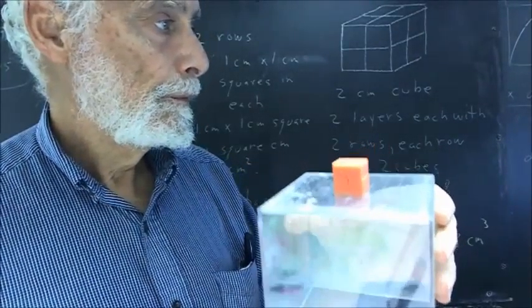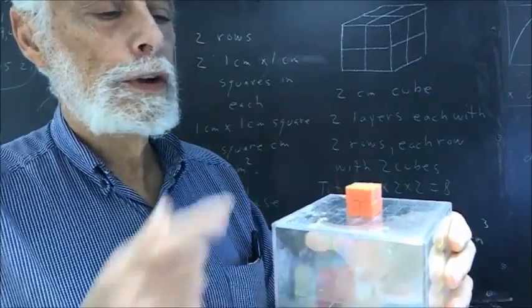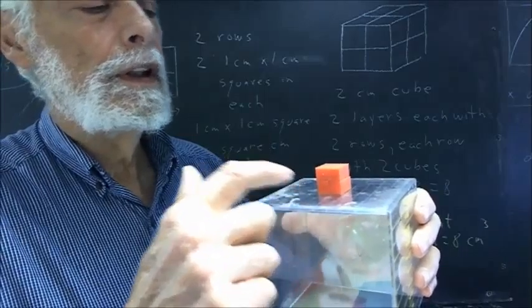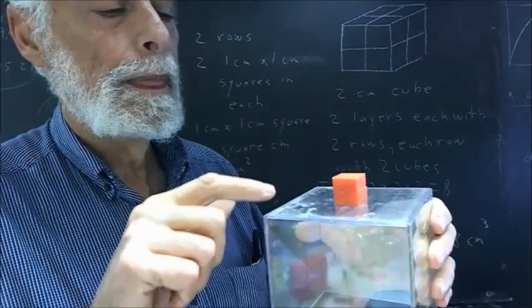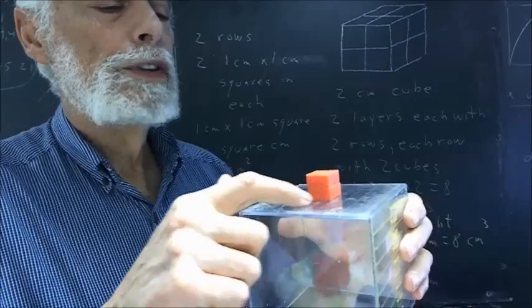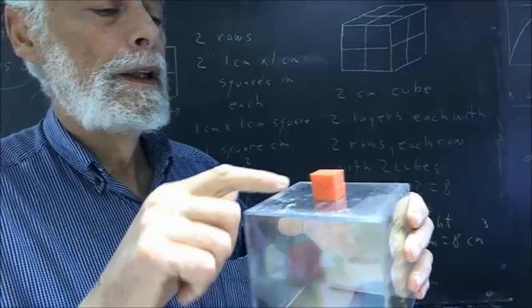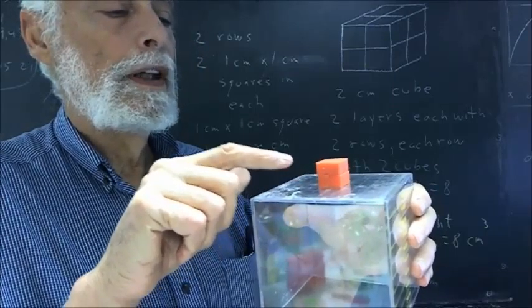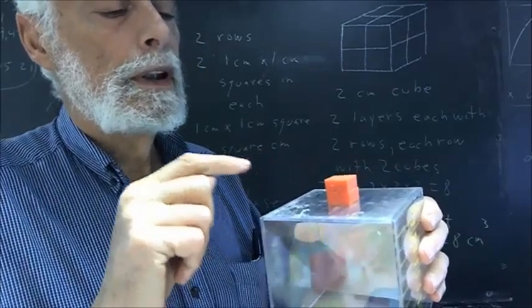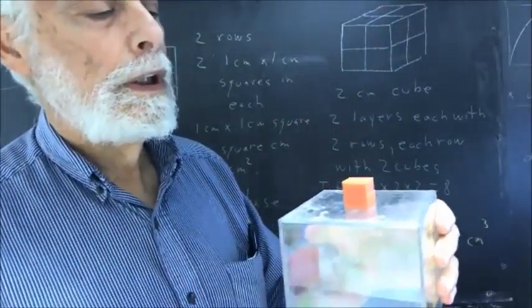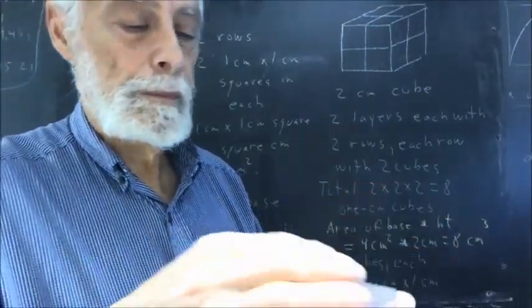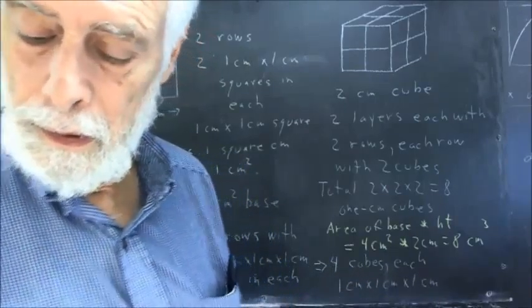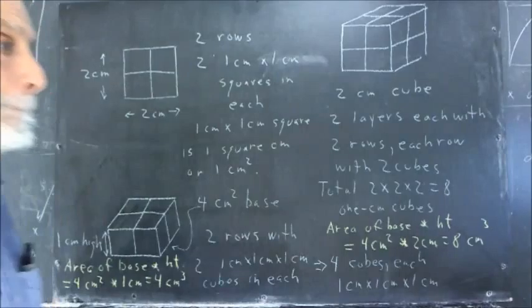Now, if I stack another set of 4 cubes here, I have a solid that's characterized by a base that covers 4 1 centimeter squares and has a height of 2, so that it has a volume of 8 centimeters cubed. Now we're going to write this on the board and make it a little more specific. So let's look at that.